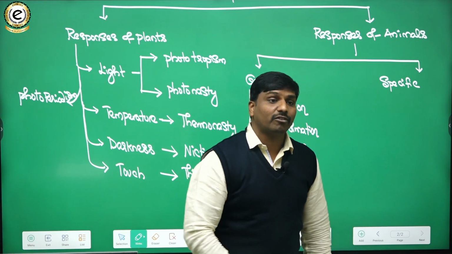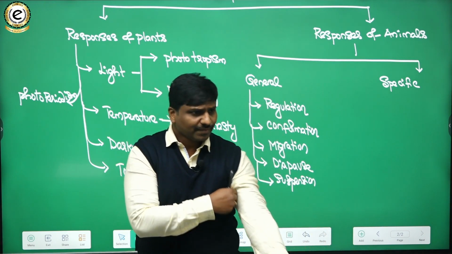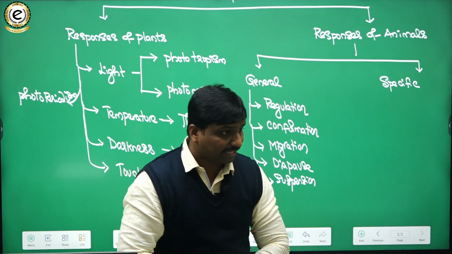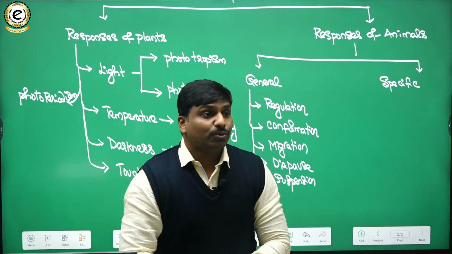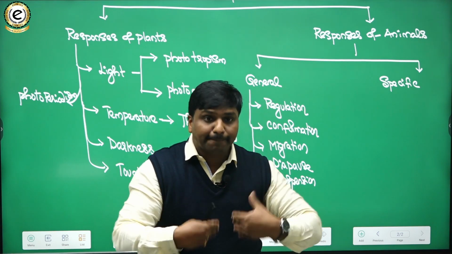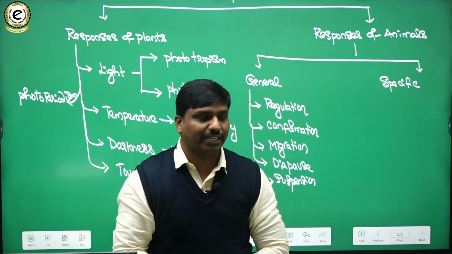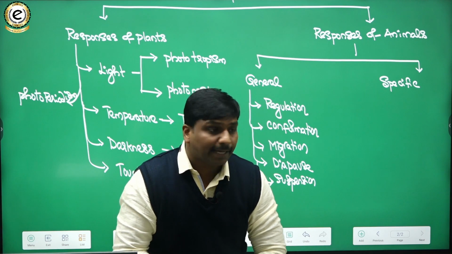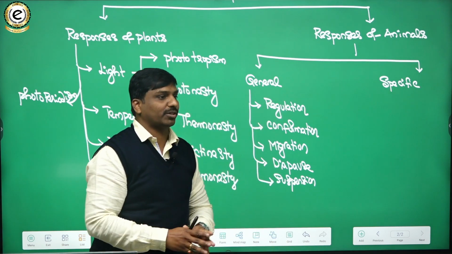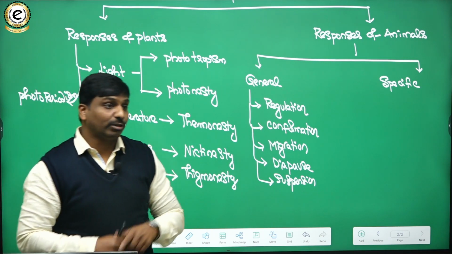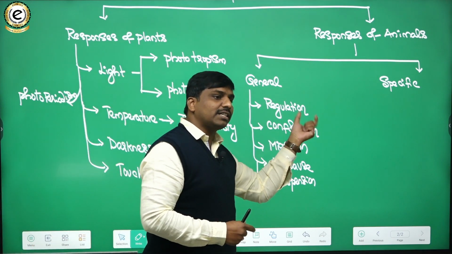And what is the other name for warm-blooded animals? They are endotherms. Endotherms means those organisms which can maintain their body temperature constantly. So maintaining constant body temperature is nothing but regulation. And conformation is the other thing.